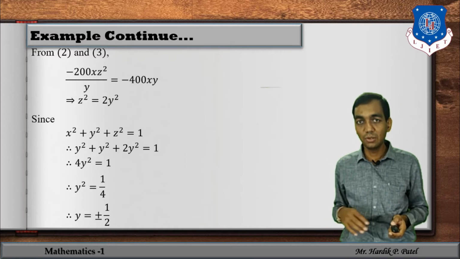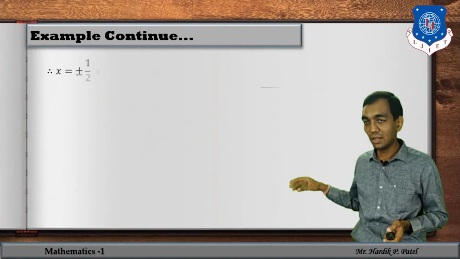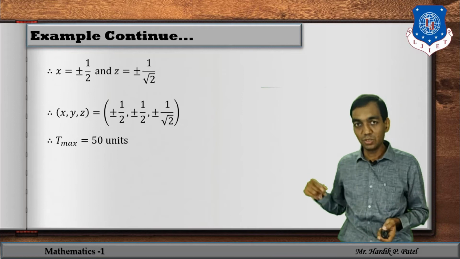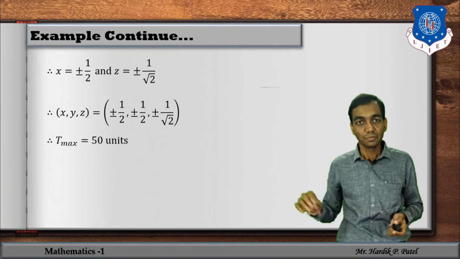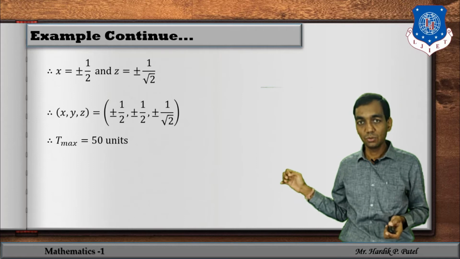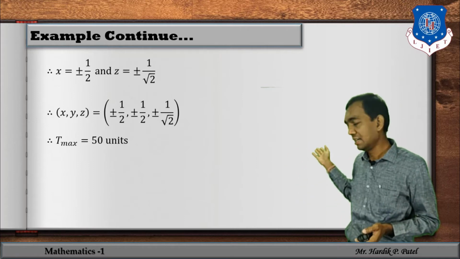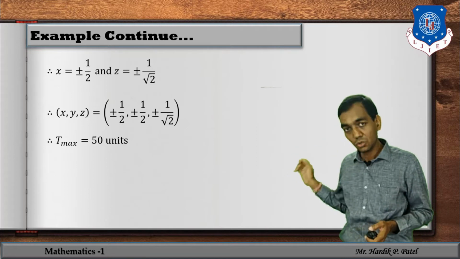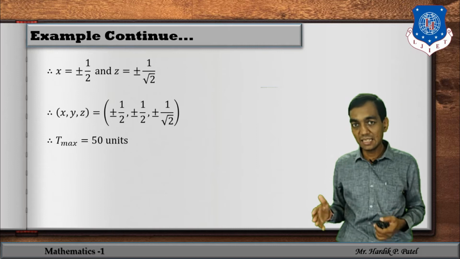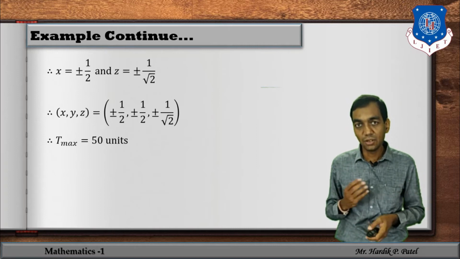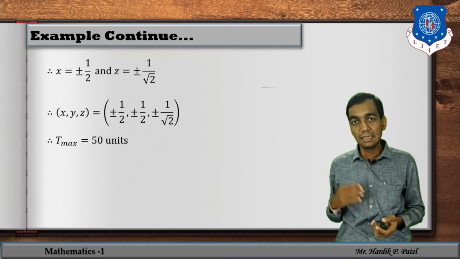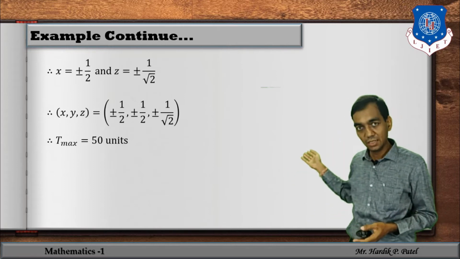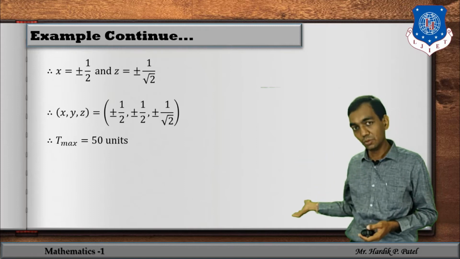If you put this value in x square is equal to y square, then you will have x is equal to plus or minus 1 by 2. And in the same manner, z will be plus or minus 1 by root 2. Now, you have the points x, y, z equal to plus or minus 1 by 2, plus or minus 1 by 2, plus or minus 1 by root 2. So, basically we have 8 combinations, and if you find the values of T at each point, then you will get the maximum value 50 units and the minimum value minus 50 units.